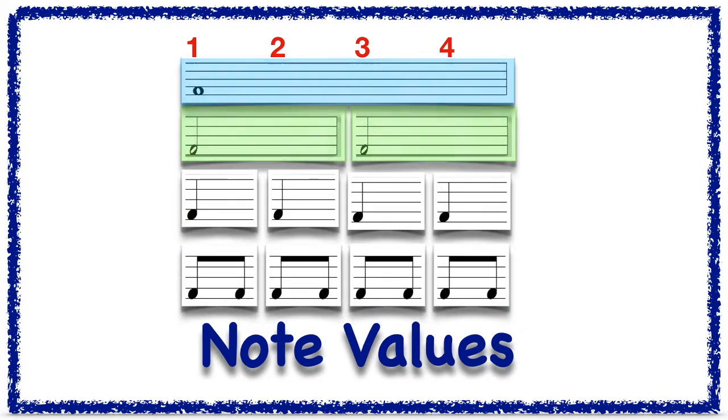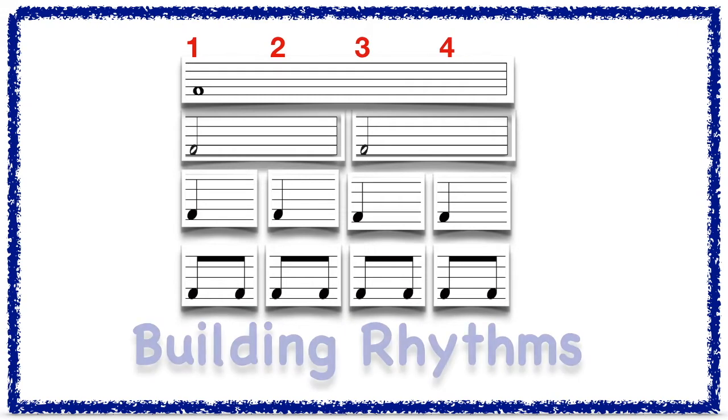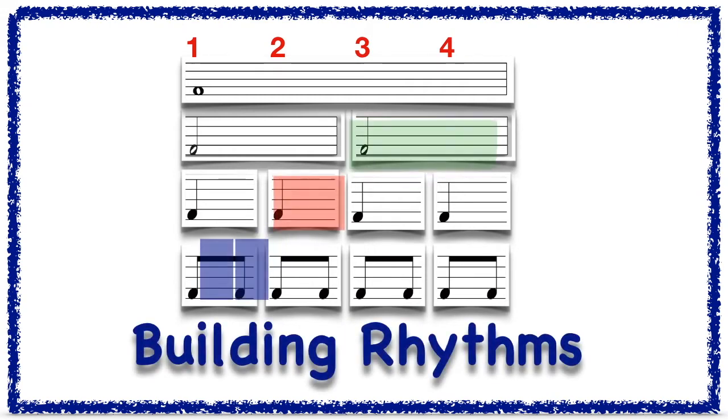Now, just like it takes 2 half notes to equal 4 counts, and it takes 2 quarter notes to equal the length of a half note, the same is true for eighth notes. It takes 2 eighth notes to equal the length of 1 beat. So each eighth note is half a beat long. Let's take a look at different rhythm combinations using eighth notes.